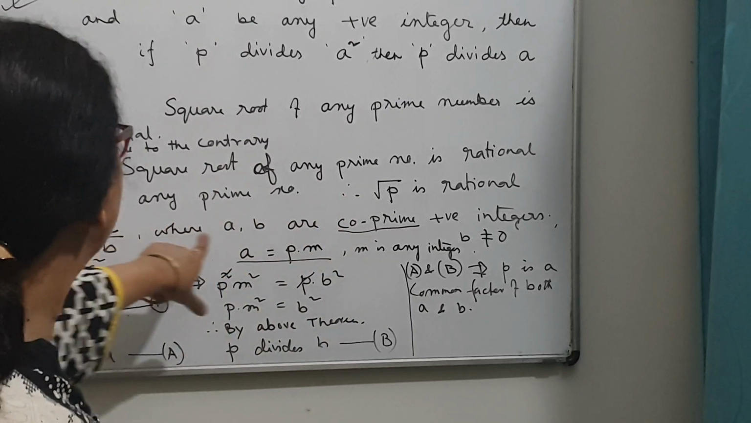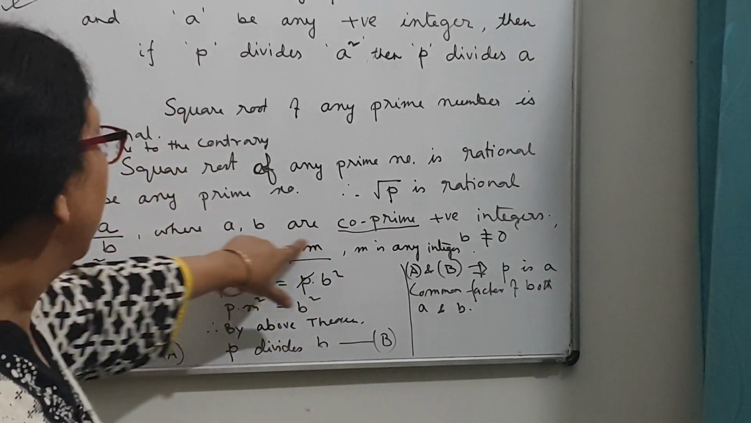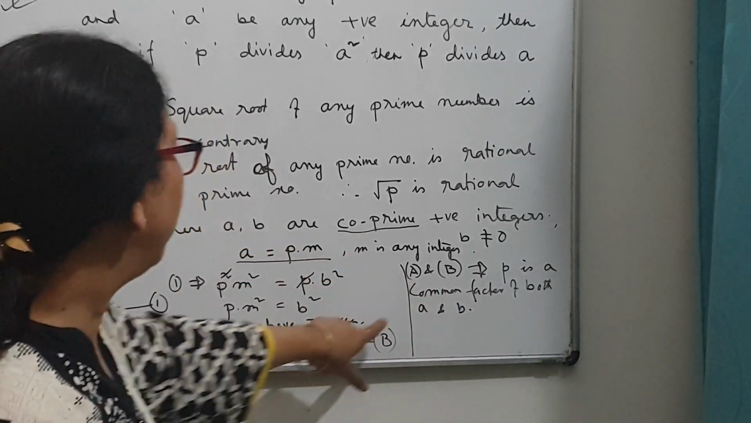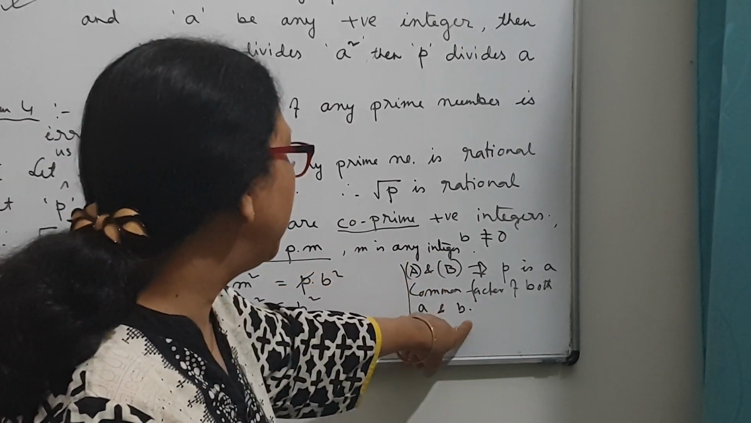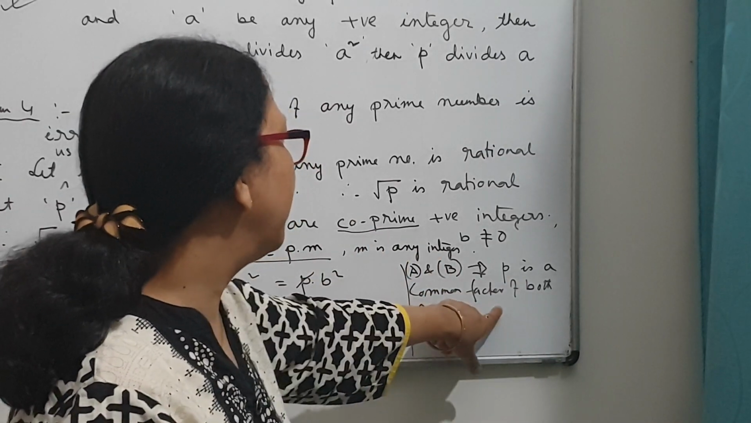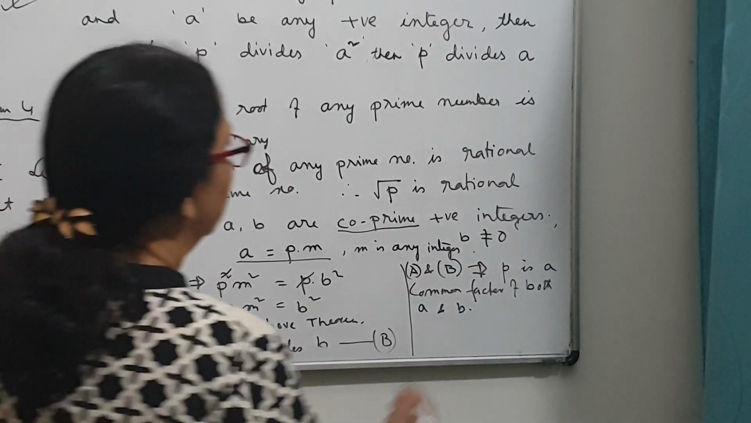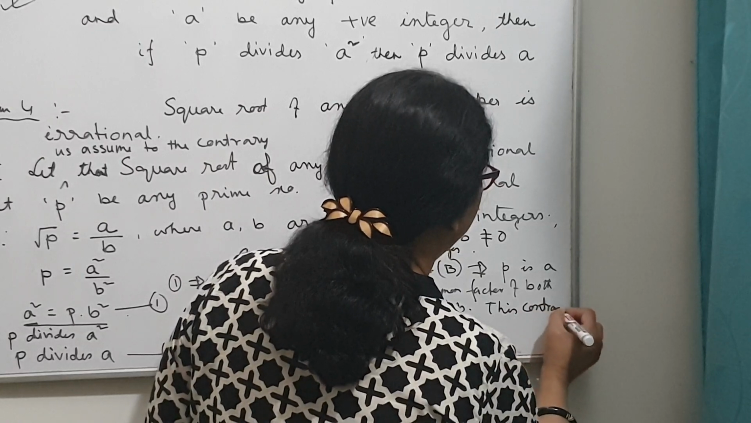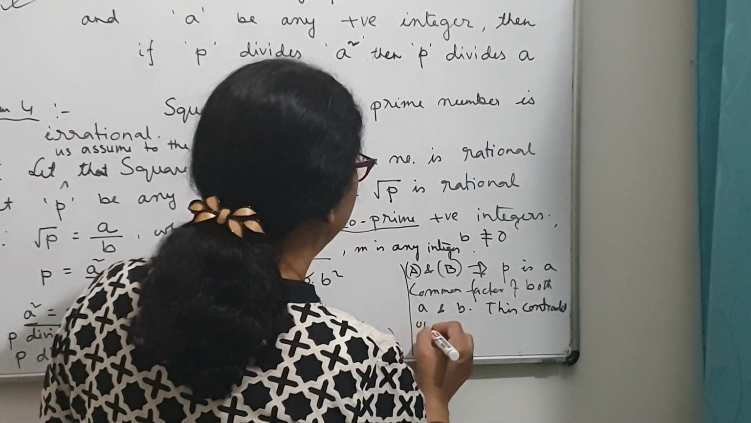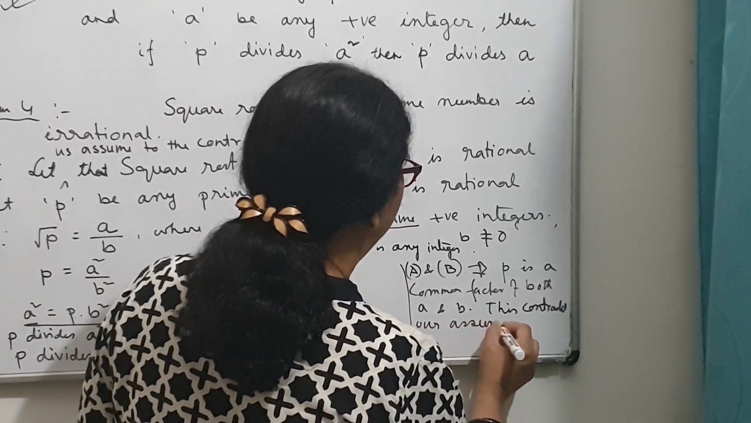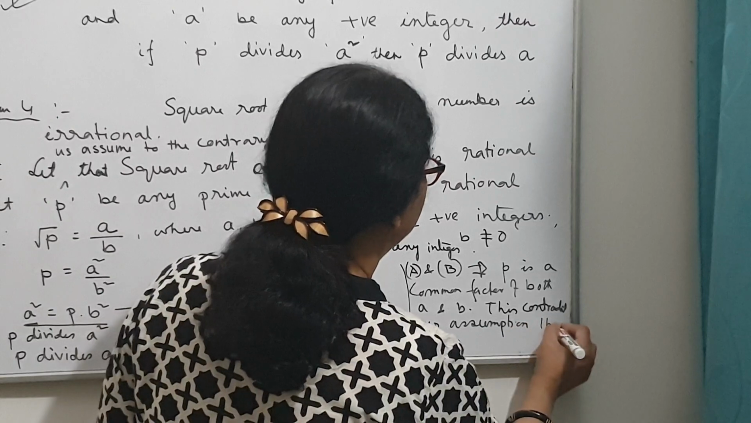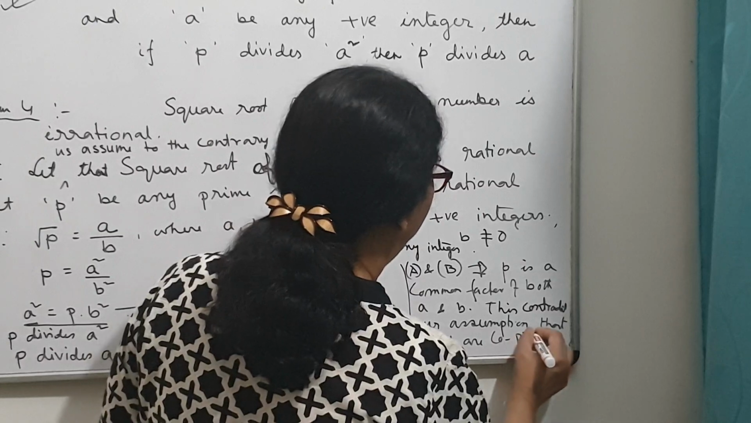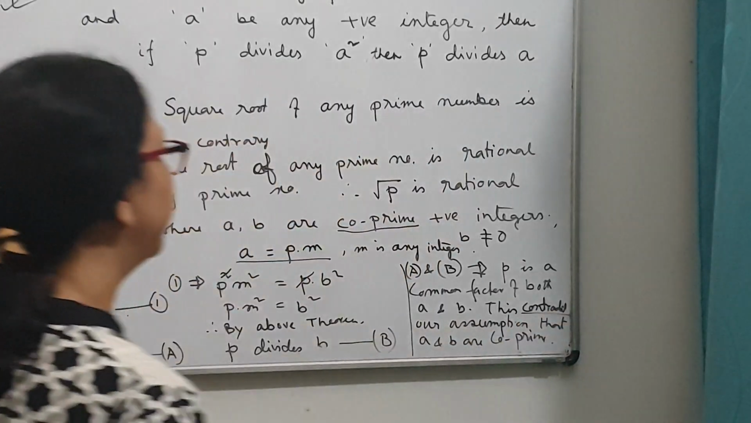Now, what was the assumption? That a, b are co-prime. So there is a contradiction. Our assumption was a, b co-prime, but with this assumption we are coming to the contradiction that a and b have a common factor p. So this contradicts our assumption that a and b are co-prime.